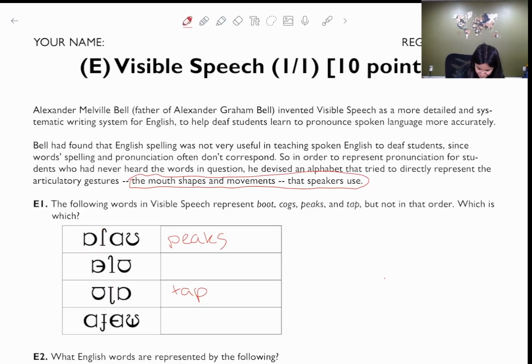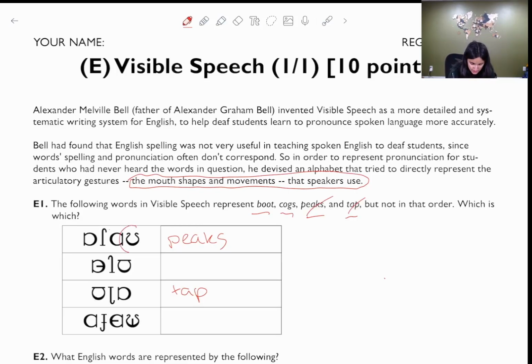And let's see. So this probably implies that we have 4 different sounds within peaks. We have p, e, k, and s. So this is p, this is E, this is K, and this is S. So, we have boot, cogs, peaks, and tap, right? And we've completed peaks and tap. And we have cogs and boot.